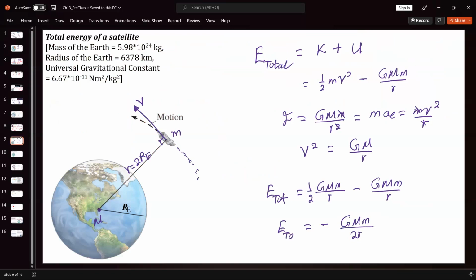So what does that mean? That means this object is actually bound to this orbit. That's what that negative energy means. This is a bound orbit. Bound orbit means this object is not going to go anywhere. It can rotate forever on that orbit. If it needs to be changed, you have to supply energy externally. Otherwise, the object will not change its orbit.